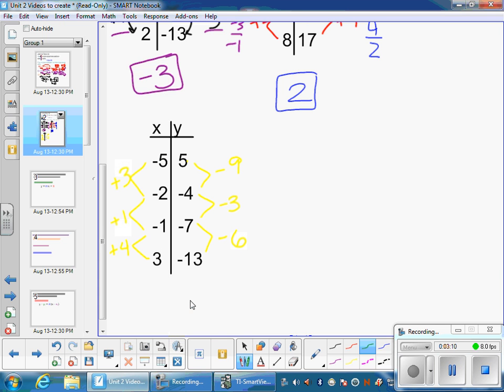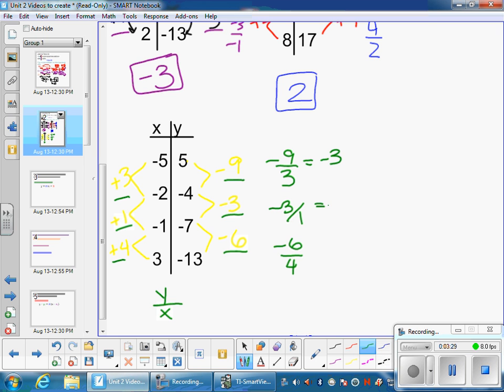So remember, it's y over x. So it's -9 over 3, -3 over 1, and the last one is -6 over 4. So it looks like -9 over 3 is -3, -3 over 1 is -3.